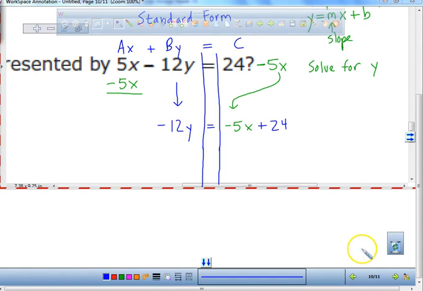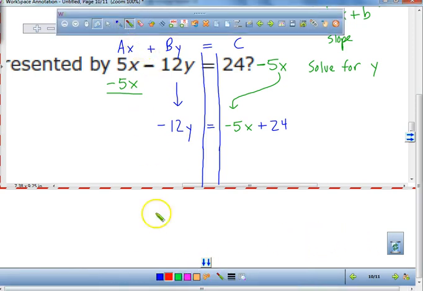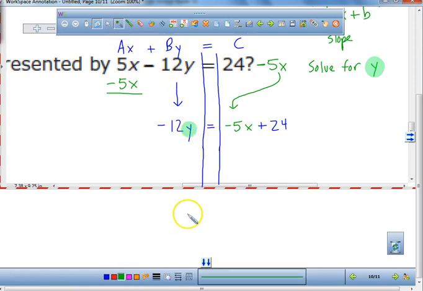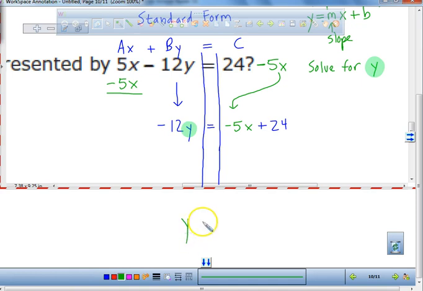Now, we are almost done with this problem. We're almost done. What are we trying to solve for? Again, we're trying to solve for y. I don't want to know what negative 12y equals. What do I want to know what equals? Just what? What are we solving for? Because I'm asking you. Yes, we're solving for y.